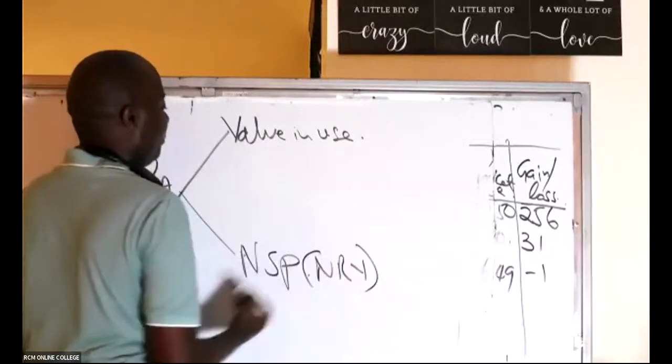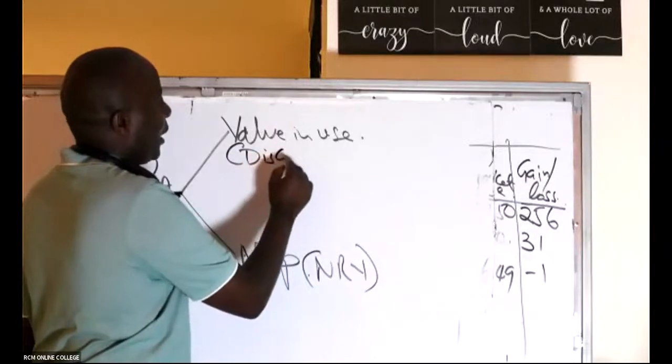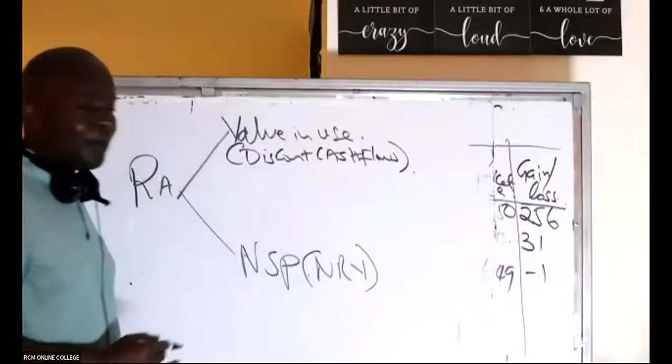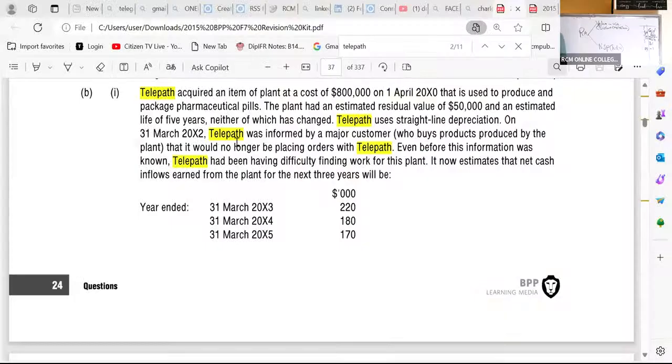The examiner can use any terminology. So value in use, this is where we discount whichever cash flows are given. So what have they told us really here? What they have told us is that Telepath had been having difficulty finding work for this plant. It now estimates the net cash inflows from this plant for the next 3 years. You can see they are here: 220, 180, 170. Remember, 2 years already are extinguished. We are looking at years ahead of us, and then we discount those cash flows.